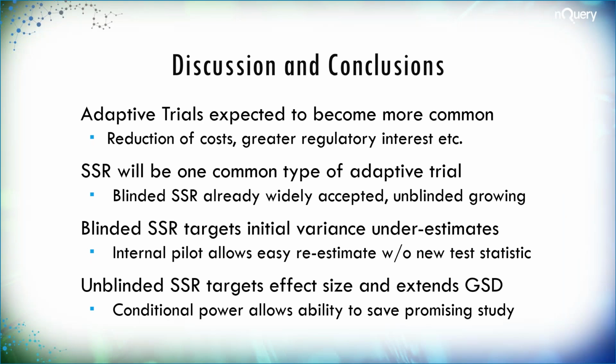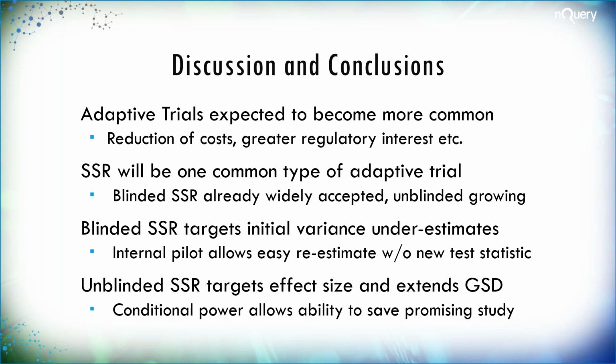So just in terms of discussion conclusions, and I just want to apologize, I think I've run a little bit over time here. We're expecting adaptive trials to become more common due to their reduction of costs and the regulatory, patient and governmental interest in increasing the efficiency of clinical trials and using these adaptive trials. Sample size re-estimation is a very common type of adaptive trial, and unblinded sample size re-estimation you can almost consider to be a standard tool already, and unblinded is growing in interest very rapidly.